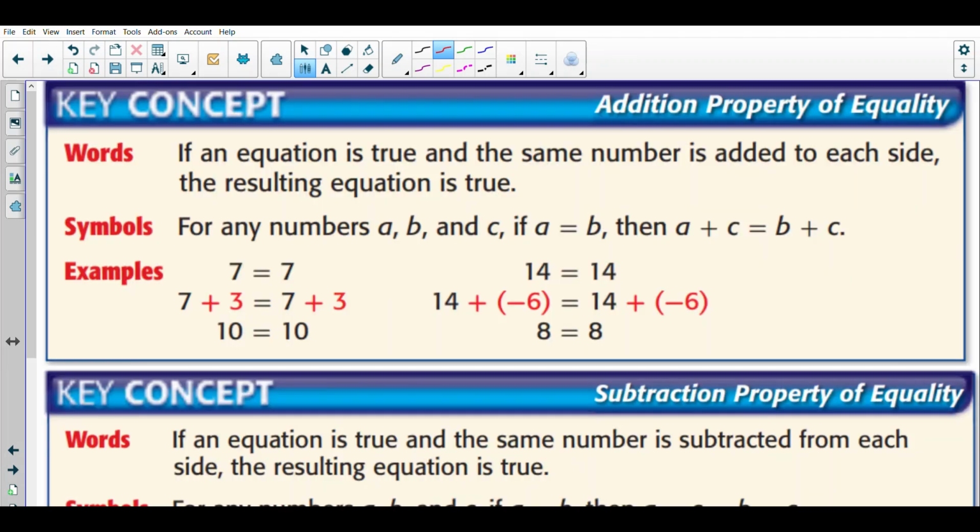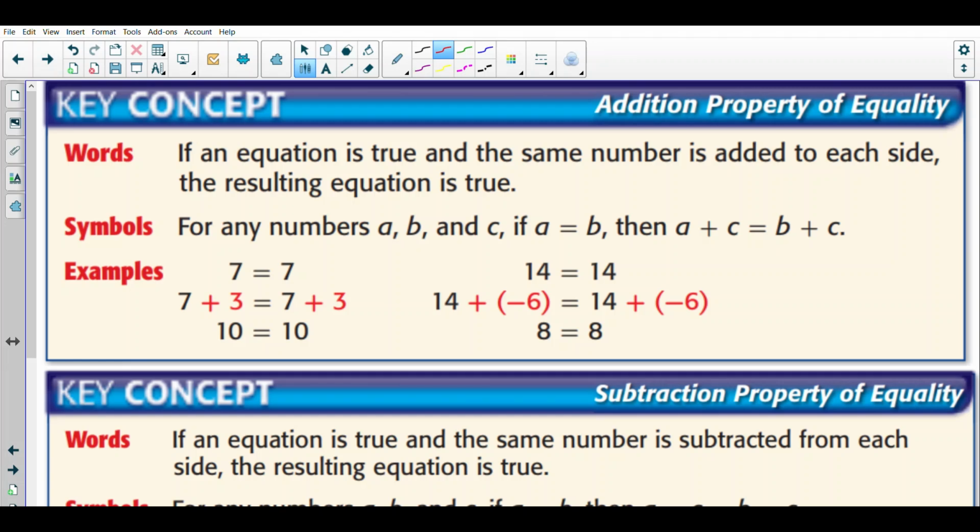So the rules, the addition property of equality: if the equation is true and the same number is added to each side, the resulting equation is true. For example, we have 7 equals 7. If you add 3 to one side, you have to add 3 to the other side, and you get 10 is equal to 10. It works for adding a negative too: 14 plus negative 6 is 8, and 14 plus negative 6 is 8.